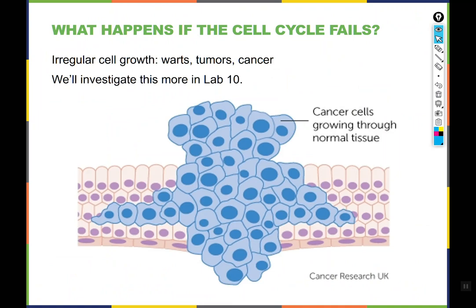So remember, when the cell cycle fails, so when controllers of the cell cycle such as tumor suppressor genes or proto-oncogenes are no longer in place, then you get cancer. And we talked a lot about that in the last video as well. And you'll investigate it a little bit in Lab 10 also.